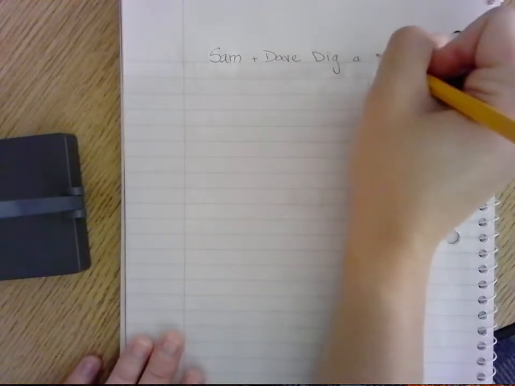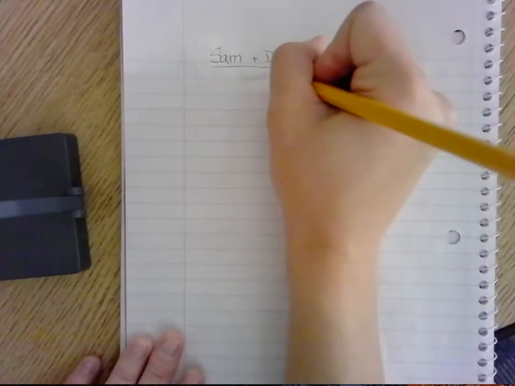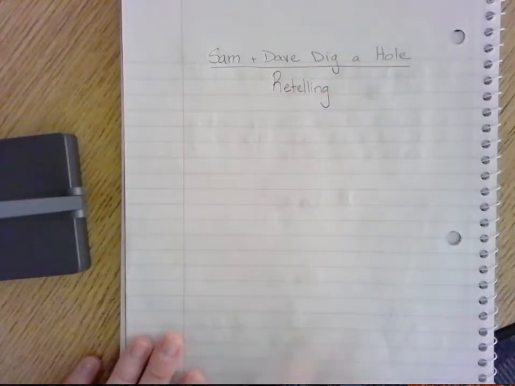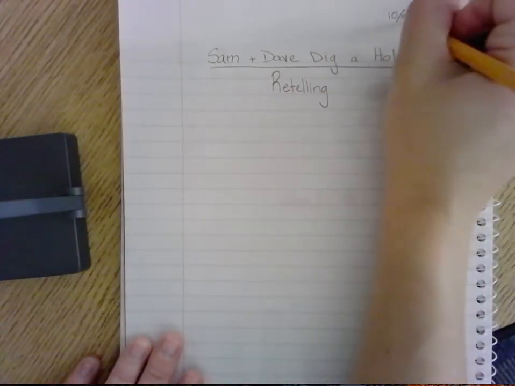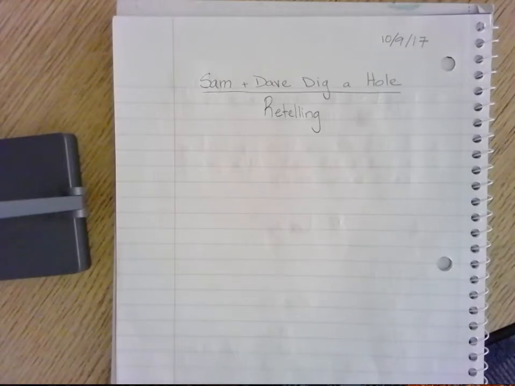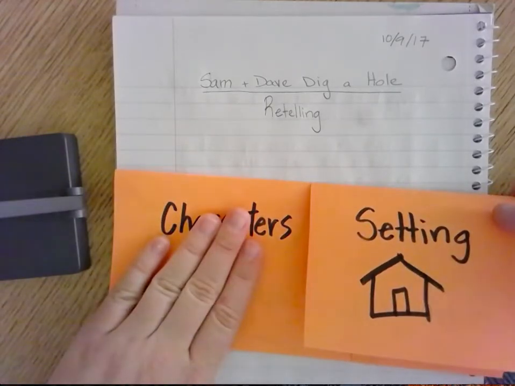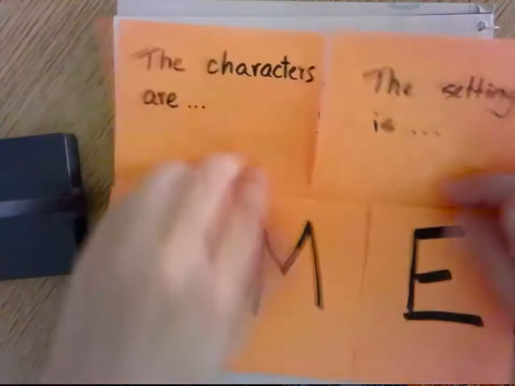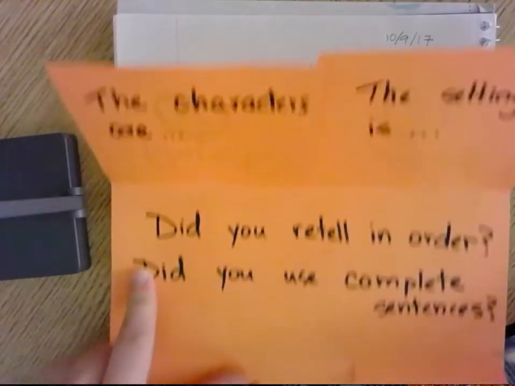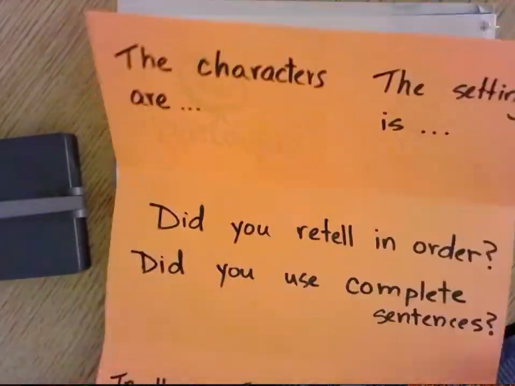I'm capitalizing my important letters of a title. Underline it. And then I also want to write retelling, so I remember what I'm practicing in my notebook. And the date. I like to know when I practice things on what day. Okay. So first I'm going to take my foldable and I need to include characters, setting, beginning, middle, end. Did I retell in order? Use complete sentences, and then I have some sentence starters to help me when I'm writing.